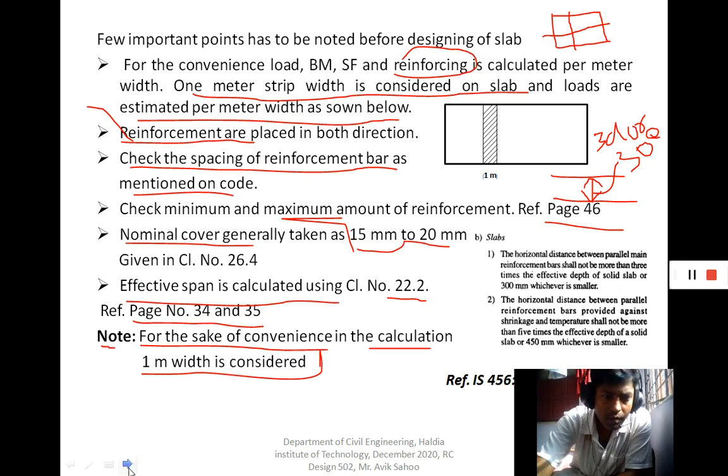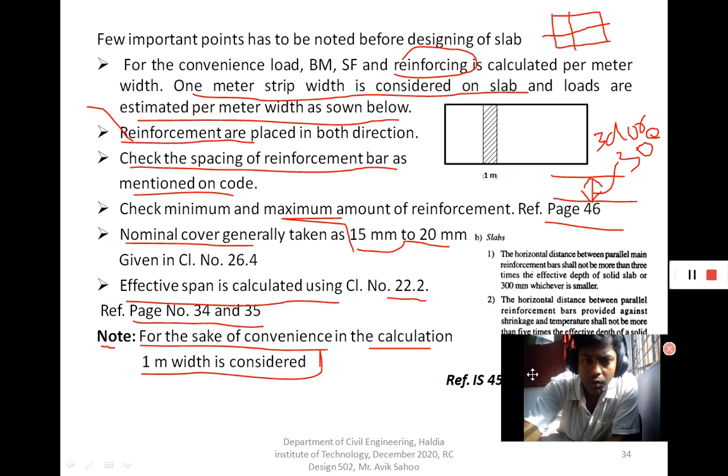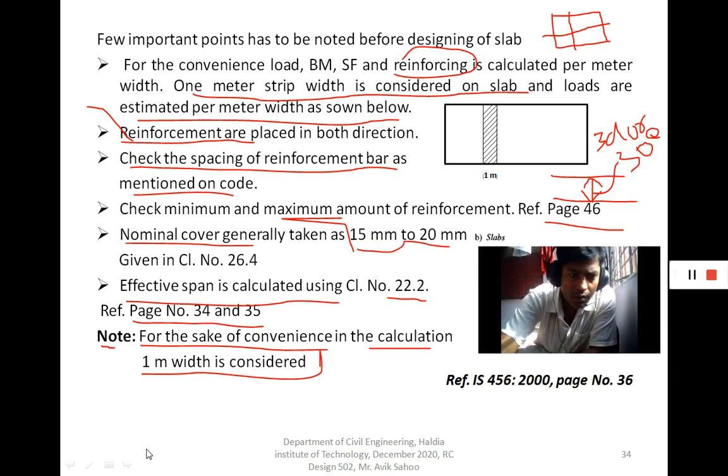So here we complete the theory of slab. In the next lecture I shall discuss how two-way slabs are designed. On design examples I will consider and design the two-way slab, and all the codal provisions we shall explain. Okay, here I end my lecture.